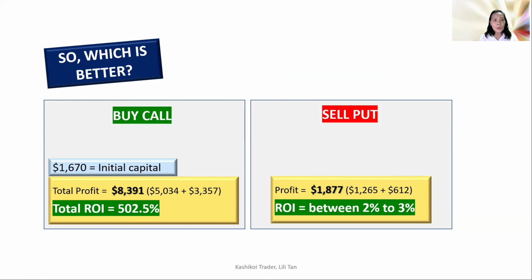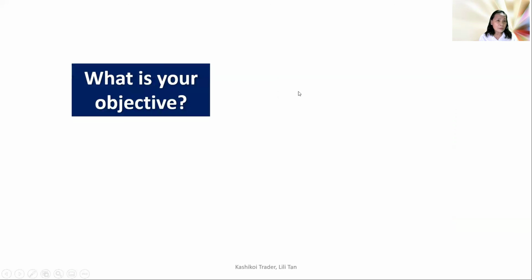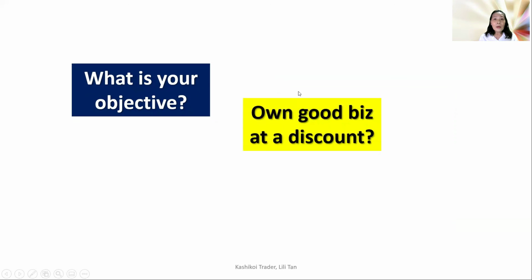Well, it really depends on what is your objective. If your objective is to own a good business at a discount, then it is better if you can sell the put position because you can get the discount, meaning to say when you sell the put, you collect premium upfront while you wait for the stock to drop down to your strike price, which is usually the fair value price that you think the stock price is worth.